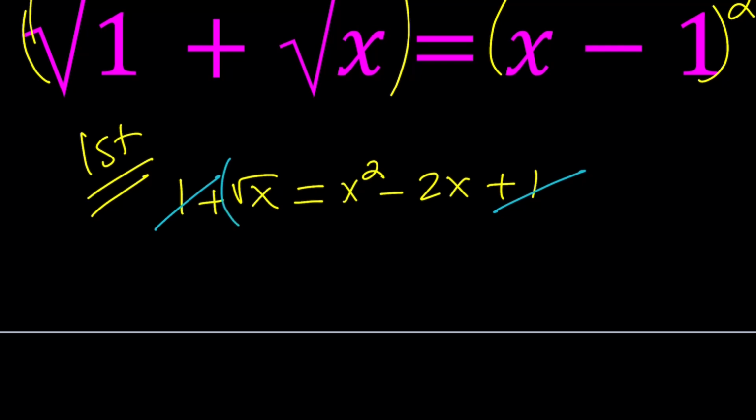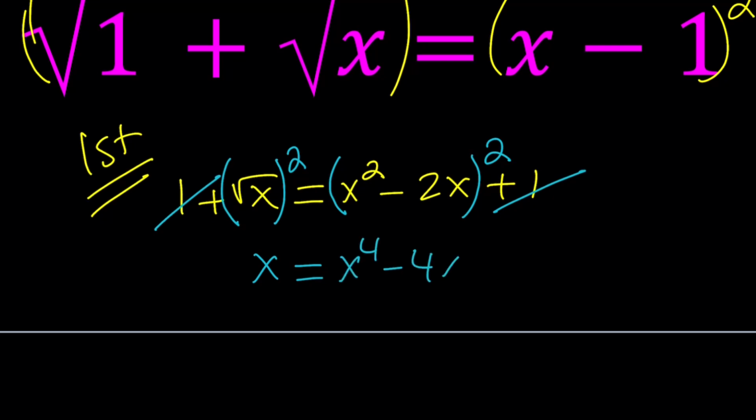So let's go ahead and square both sides one more time. This one without the ones, of course. Square root of x squared is going to be x. And then if you square this term, it's going to be x to the fourth minus 4x cubed. Remember the 2ab. And then plus 4x squared.